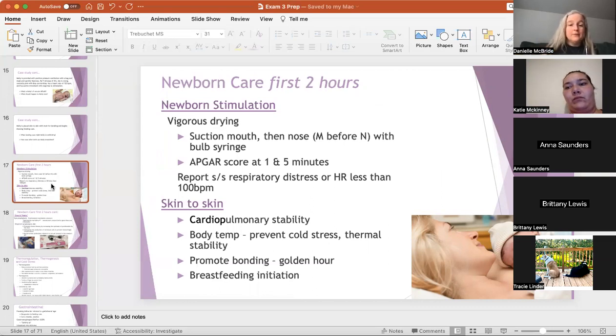How do I do that? You want to suction the mouth first, then the nose. Mouth first, then the nose. Okay, because babies are obligatory nose breathers. And if I try to put my suction in their nose, they're going to gasp, and everything that was in the back of their throat, now they just inhaled it, right? So suction the mouth first, but how do I use the bulb syringe?